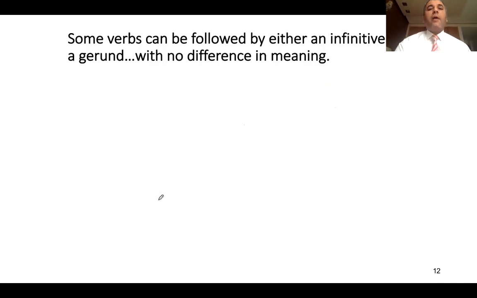Some verbs can be followed by either an infinitive or a gerund. Here we're going to see an example of those verbs that can be followed by either an infinitive or a gerund with no difference in meaning, okay? Because sometimes you can use both without a difference in meaning. Sometimes you can use both, but there is a difference in meaning, as you have in your textbook.